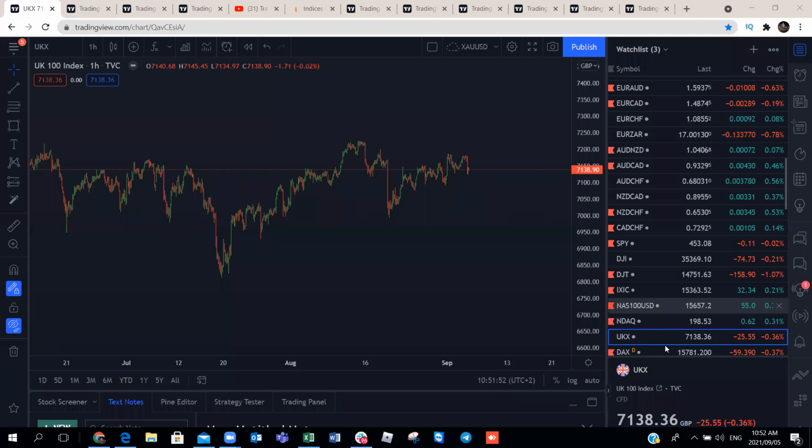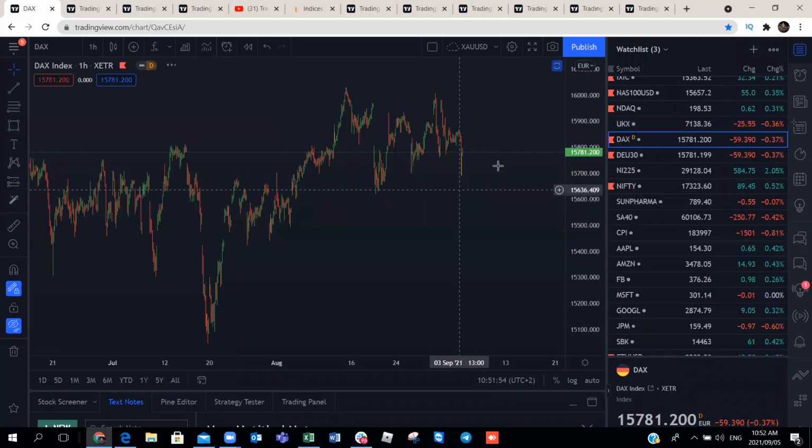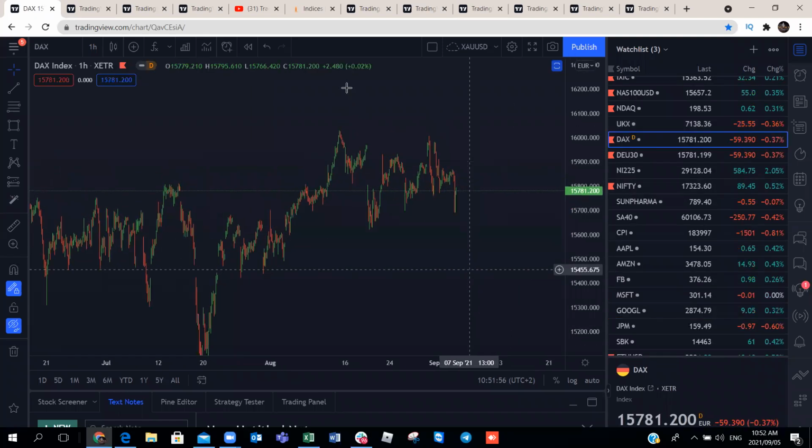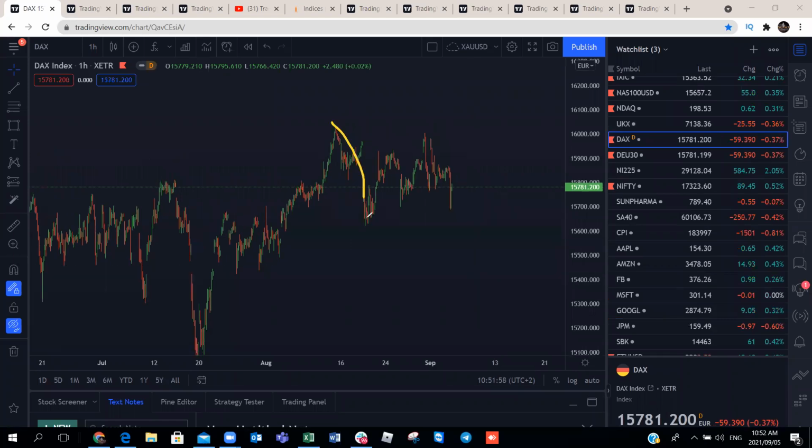That is the UK 100, the DAX. So the DAX, similar to the UK 100, seems to be giving us a regular flat in 3 down, 3 up. We're looking for 3 down here before a continuation to the upside.